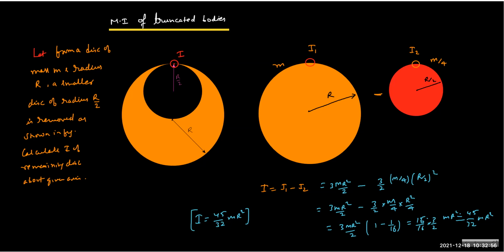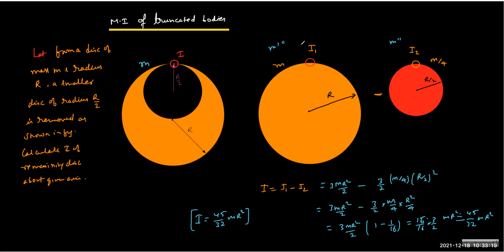Now imagine if I switch the answer. Let's say m is the mass of this object, then what is the mass of this object now? If I call this m, then this will become m dash and this will become m double dash. So can you find m dash and m double dash if you know m?